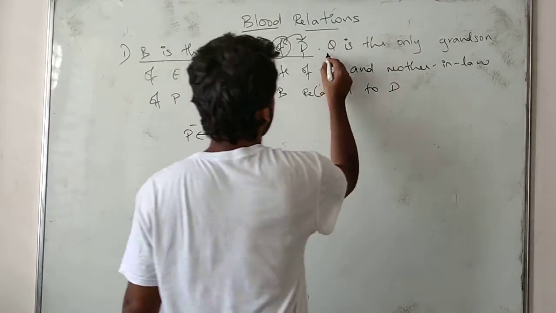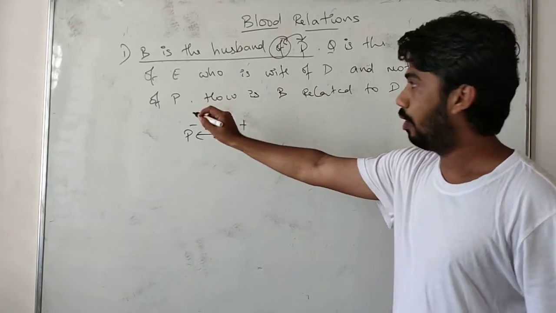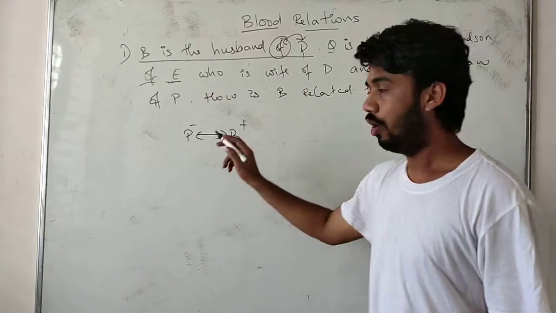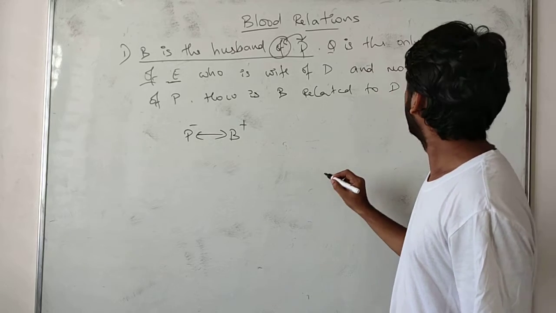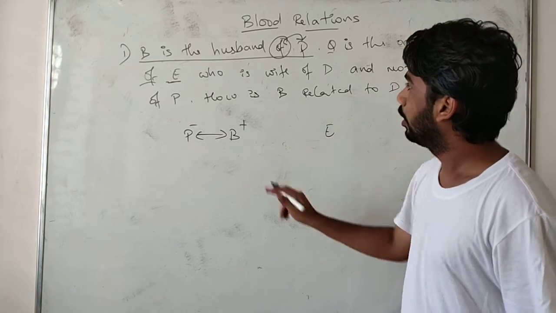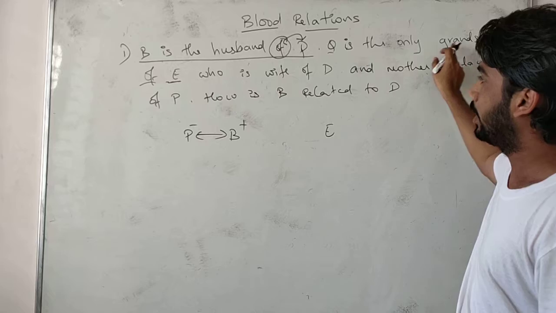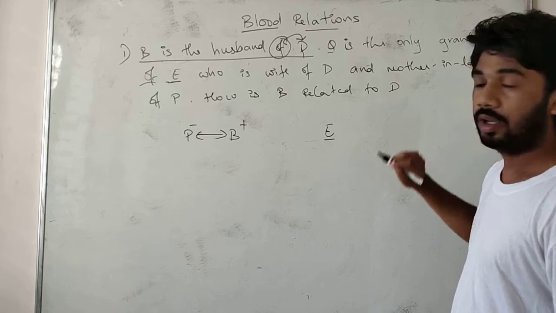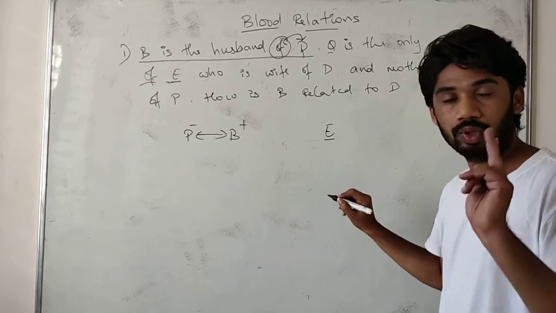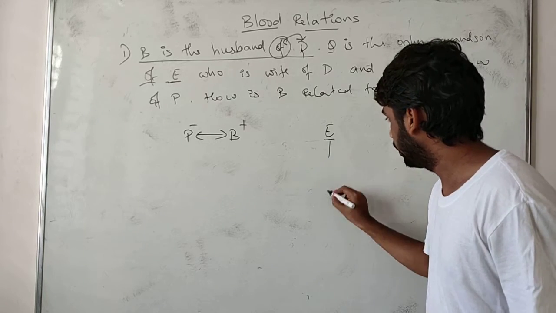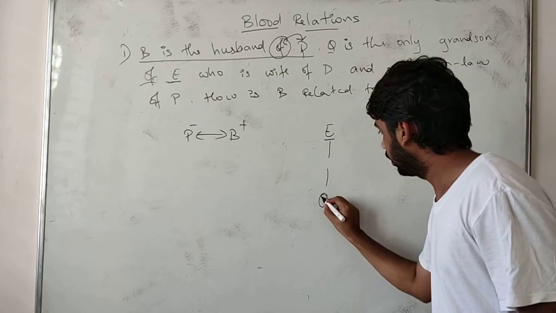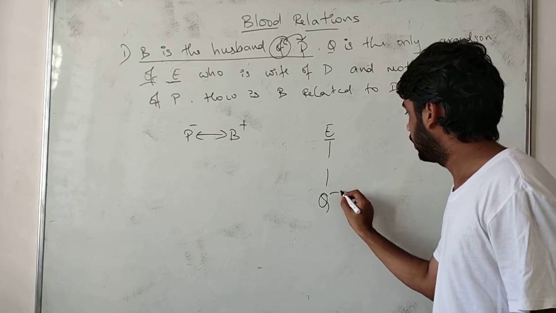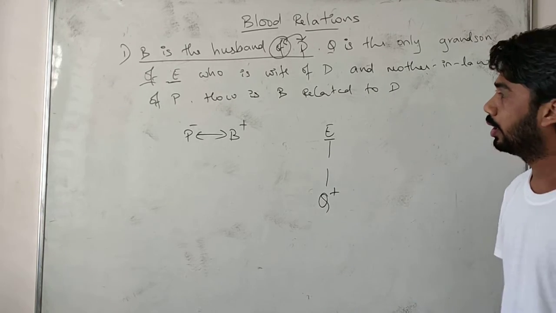Next one, friends. Q is the only grandson of E. Afterwards, we have to write E. Q is the only grandson of E. Only grandson means there are two generations. So first generation E, and second generation Q. Q is the grandson, means plus. Got it? Next one.